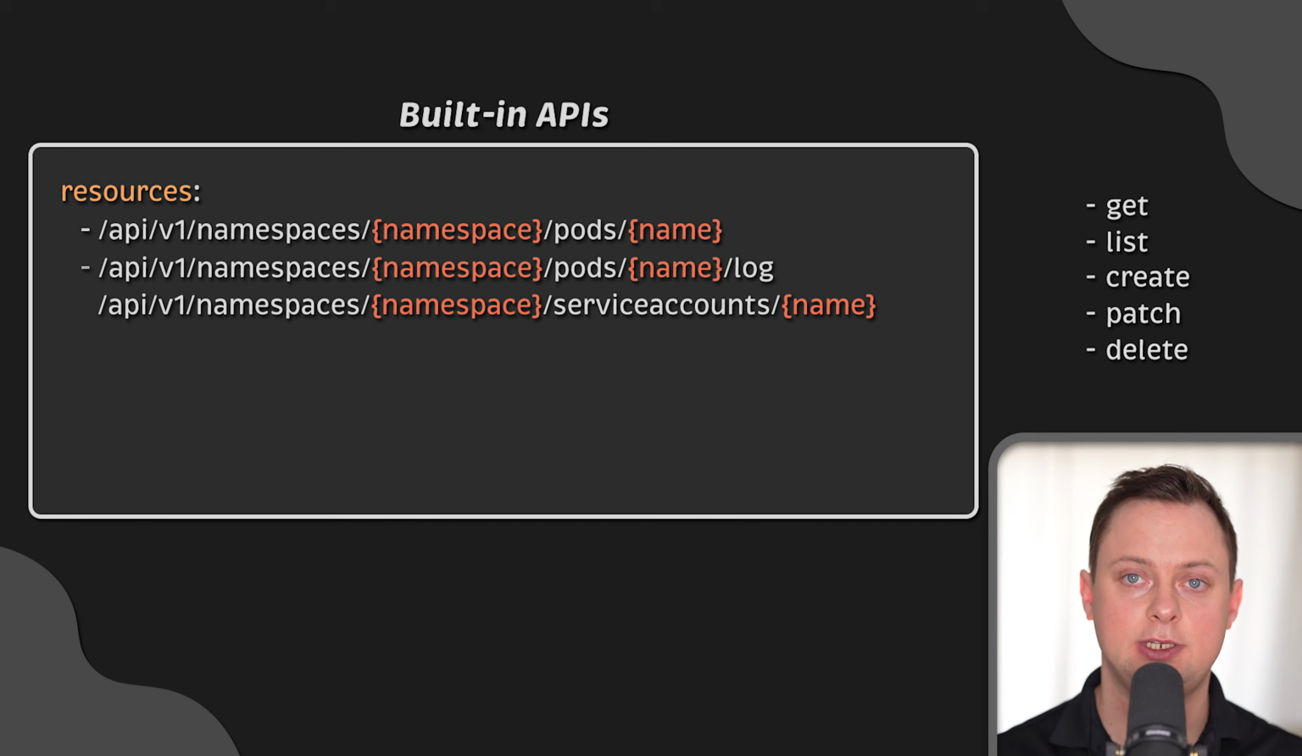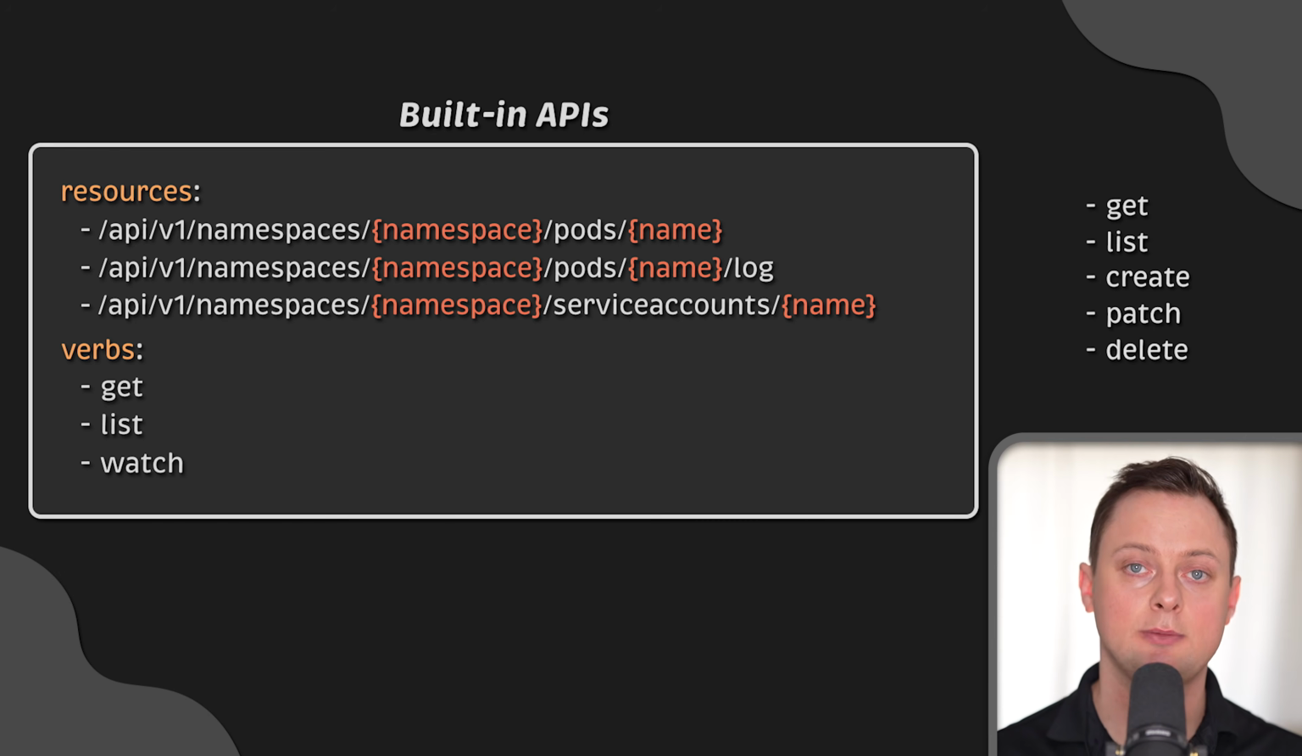Now, let's say you want to get, list, and watch pods, logs, and services in Kubernetes. You could combine those resources and permissions in a list like this. You could simplify the definition and make it more concise if you notice a few things.